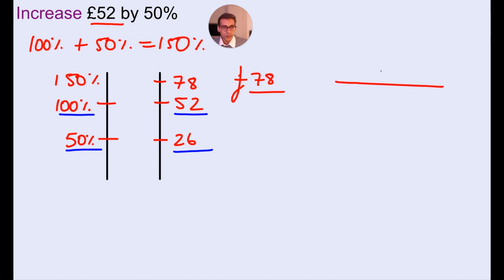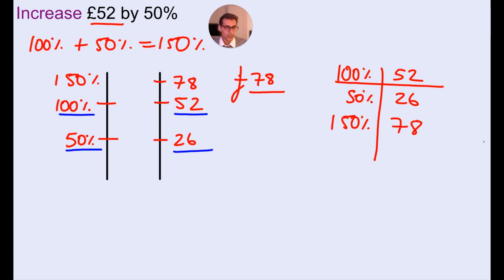We could also use the table method here, so it would be 100% is 52, and so on. Working down the table, you'd write 50% and then 150%. So let's just fill this out. It's going to be 26, and then you add them up, 78. Whichever of these two you prefer.